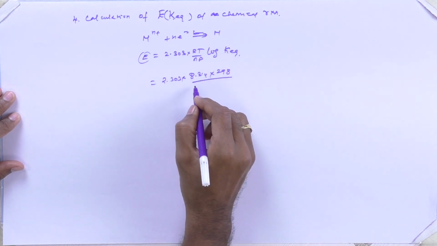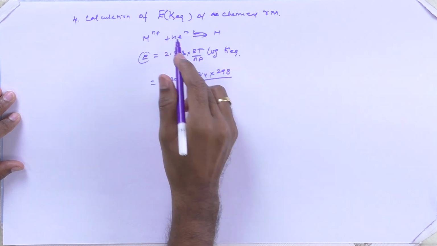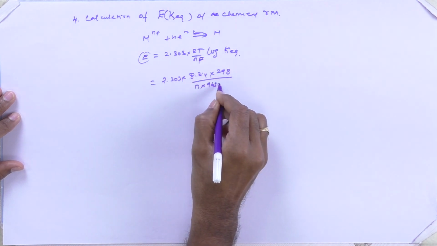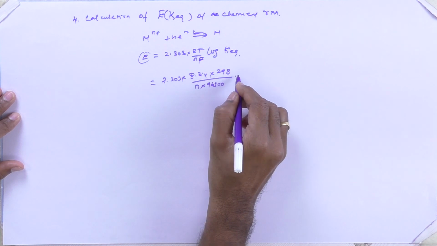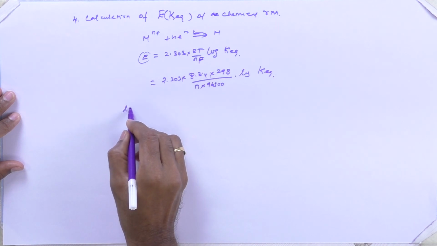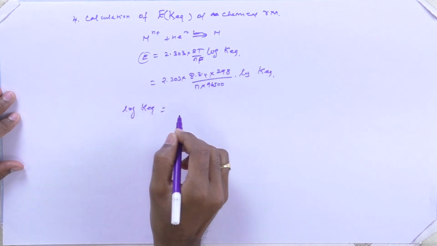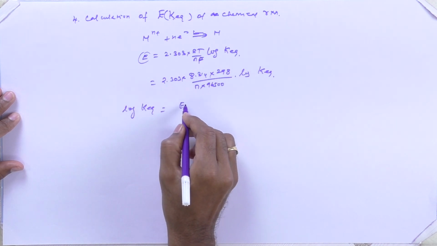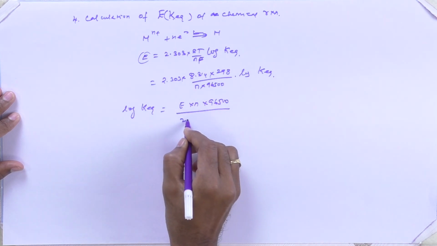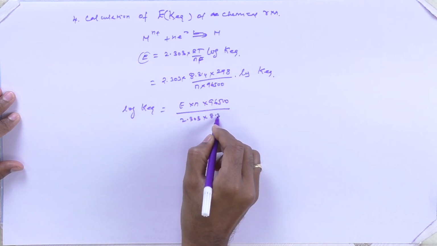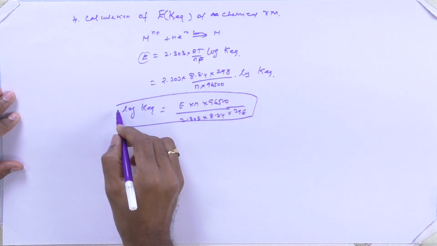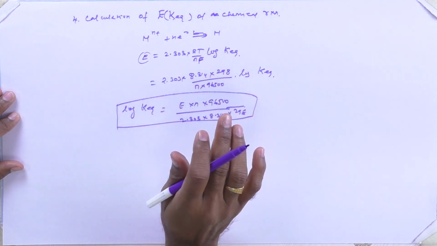Kelvin, and n is the number of electrons transferred in the particular reaction. So here n number of electrons is transferred, and Faraday is 96,500 coulomb. 1 Faraday is equal to 96,500 coulomb, and log K is the equilibrium constant. When you modify this equation, you get the equilibrium constant as E, the reduction potential value of the particular metal, into the number of electrons transferred into 96,500 coulomb, divided by 2.303 into 8.314 into 298 Kelvin. This is the relation used to calculate the equilibrium constant for any type of chemical reaction.